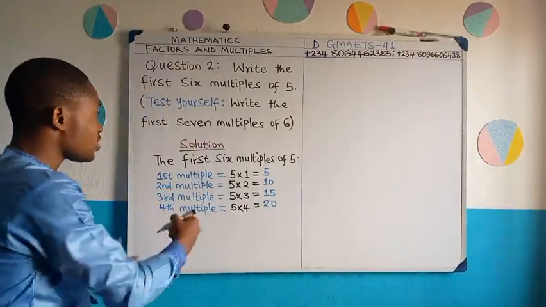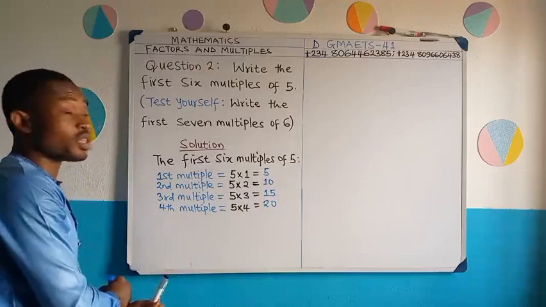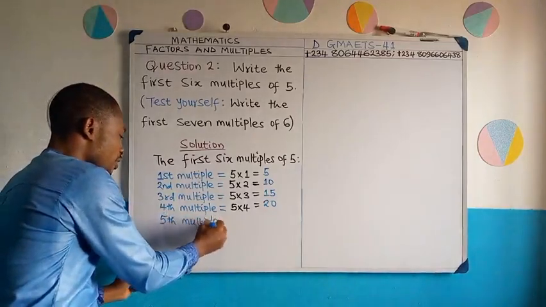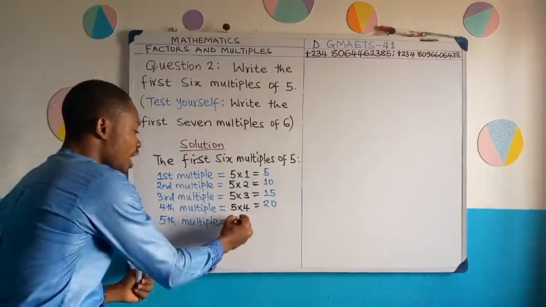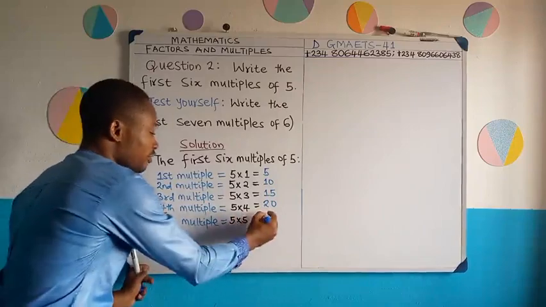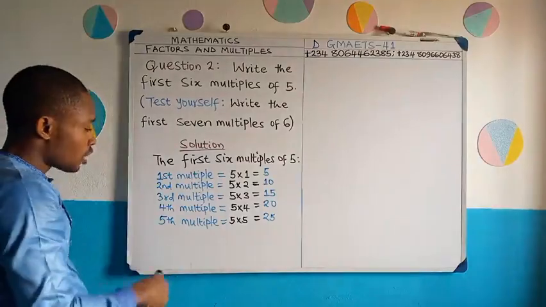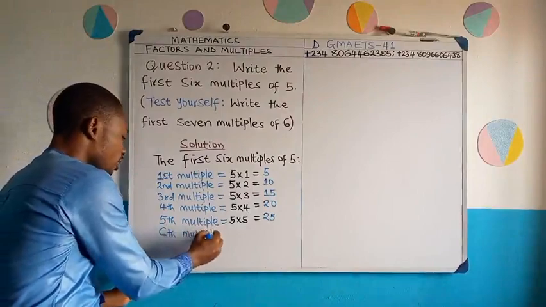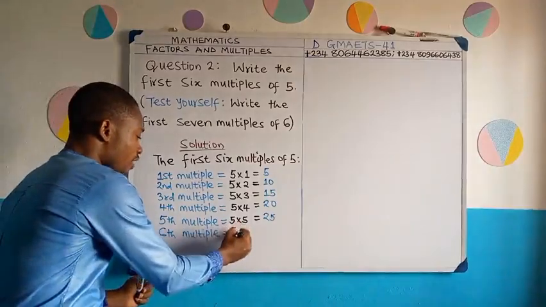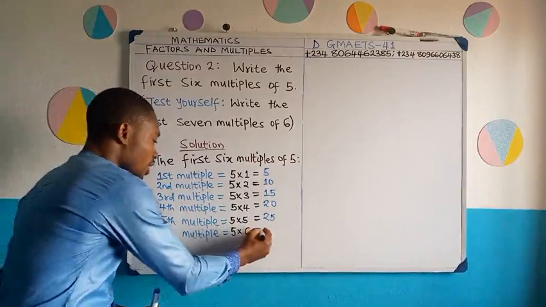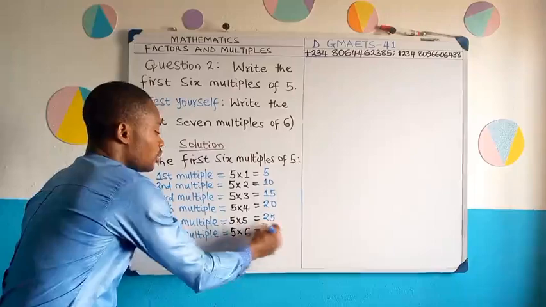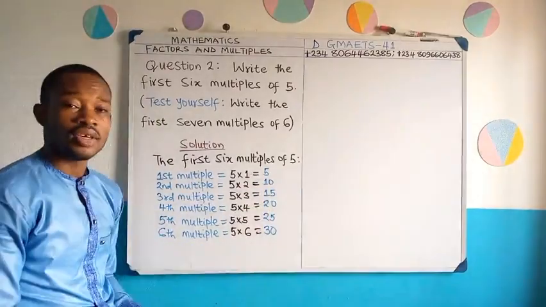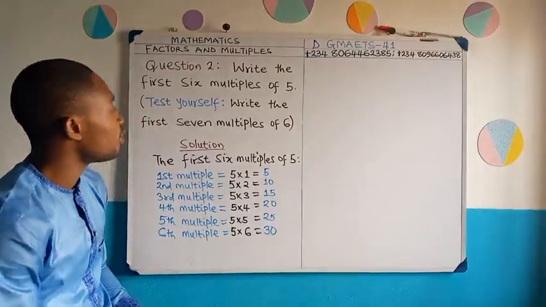We have to do this down to 6 since we are looking for the first 6 multiples of 5. So fifth multiple is going to give us 5 times 5. And 5 times 5 will give us 25. So 25 is the fifth multiple of 5. Lastly, the sixth multiple of 5, you get it from doing 5 times 6. And that's going to give us 30. So this is what we are to do. Then we can now list out the multiples. Look at them. From 5 to 30, you get your first 6 multiples of 5.